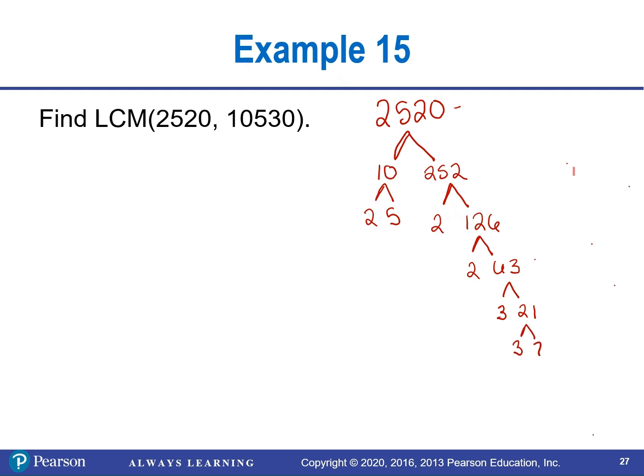So 2,520 is, if we find all those prime factors, I have 2 3 times. So I have 2 cubed, 2 3s. So that gives me 3 squared. Then I have my 1 5.